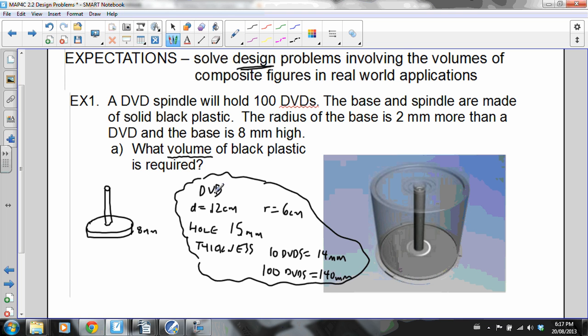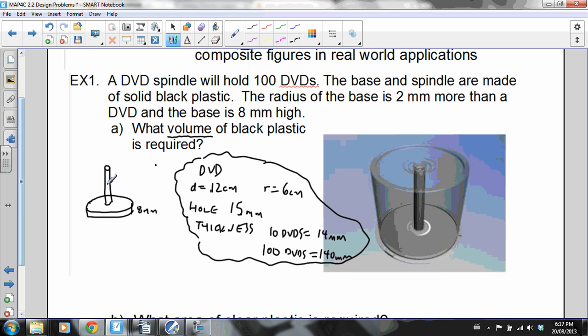Now, the idea of the composite shape, well, what do we got here? This is not very difficult at all. It's just two cylinders of different size. We got the spindle, which is a cylinder.